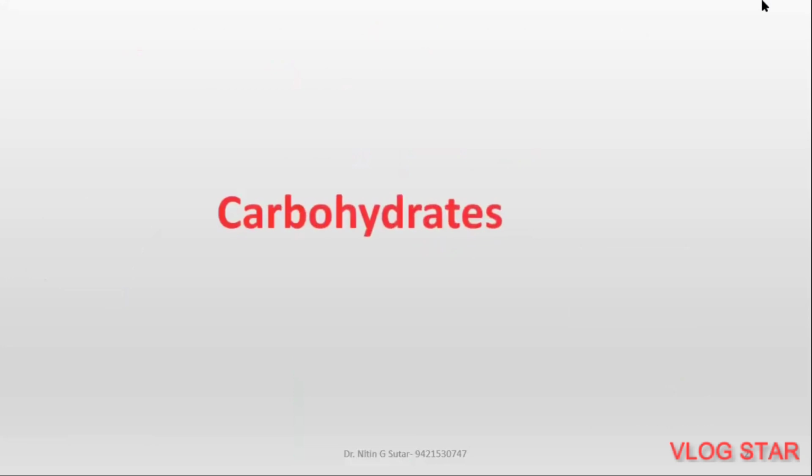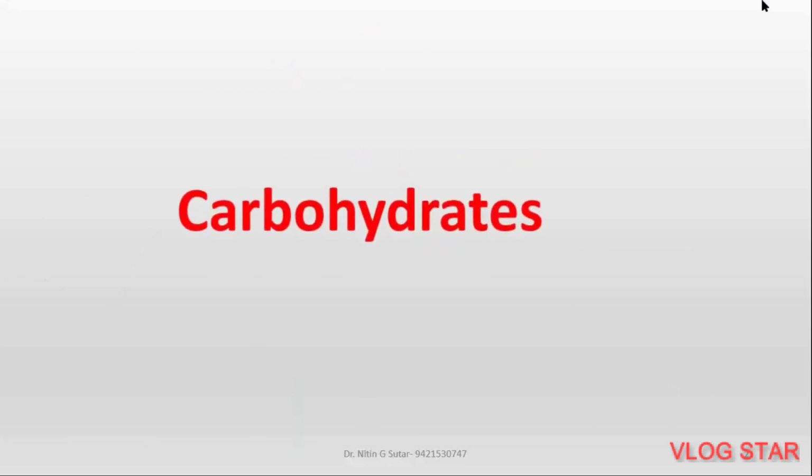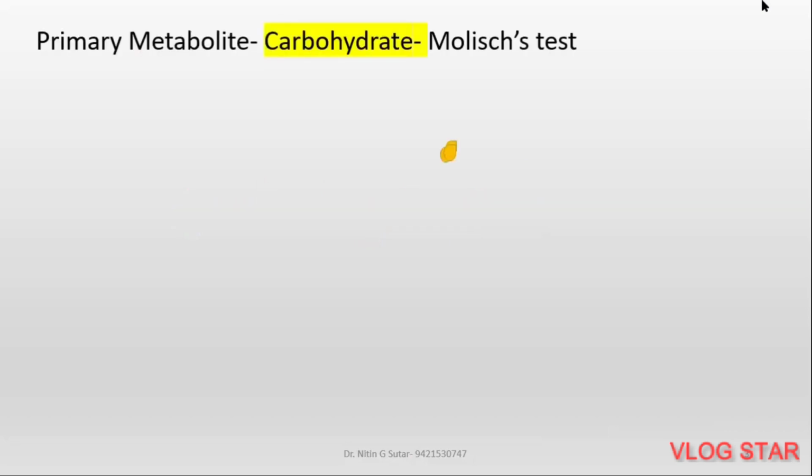First one is carbohydrate. Carbohydrates are polyhydroxy aldehydes or ketones, or substances which yield such products on hydrolysis. They are mostly utilized for the storage of energy and generation of energy. So how to detect the carbohydrate? The Molisch test is the one utilized for identification of the carbohydrate.